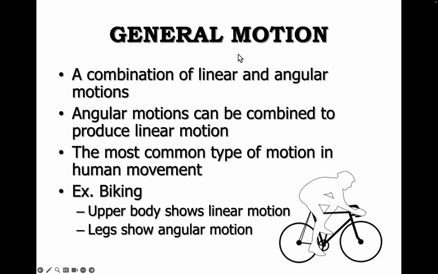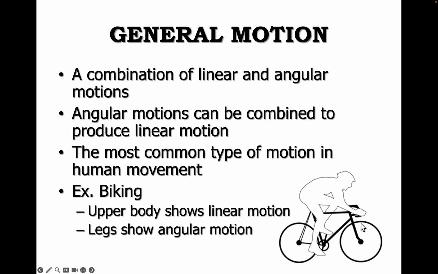Now, general motion, think of it as a combination of linear and angular motion. And the nice thing about angular motion is that even though it moves in circles or arcs, angular motions can be combined to produce linear motions. Typically general motion is the most common type of motion in the human body. Here's an example.